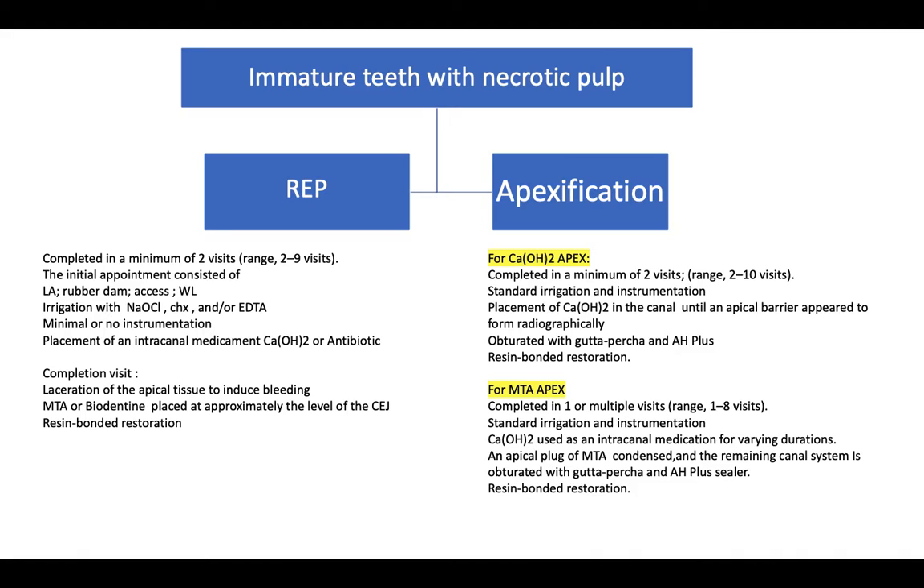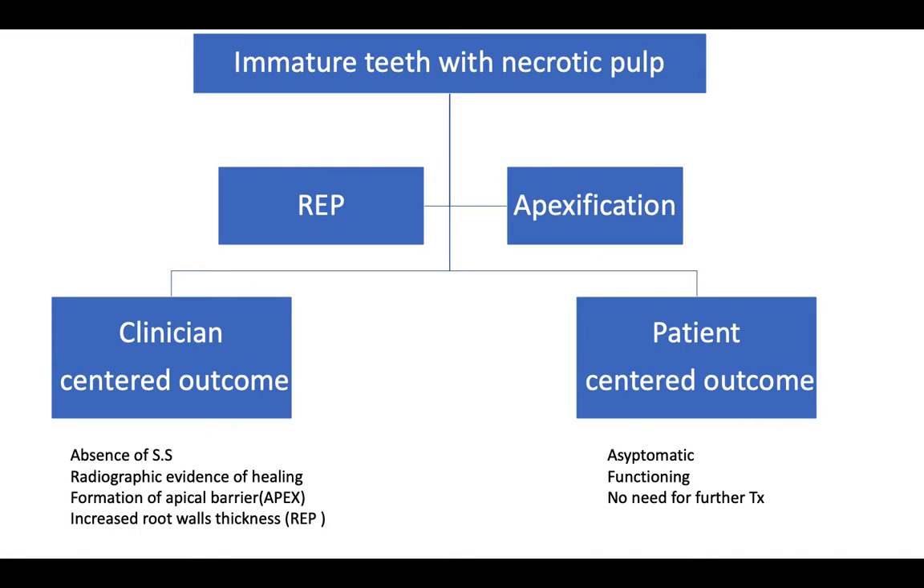And in this study, they wanted to compare between the two procedures and what are the factors that affect the outcome from a patient perspective. The patient-centered outcome in this case is to have an asymptomatic tooth functioning and no need for further treatment, while the clinician-centered outcome is having absence of signs and symptoms, radiographic evidence of healing, and formation of apical barrier, and increase in the root wall thickness in case of REP.